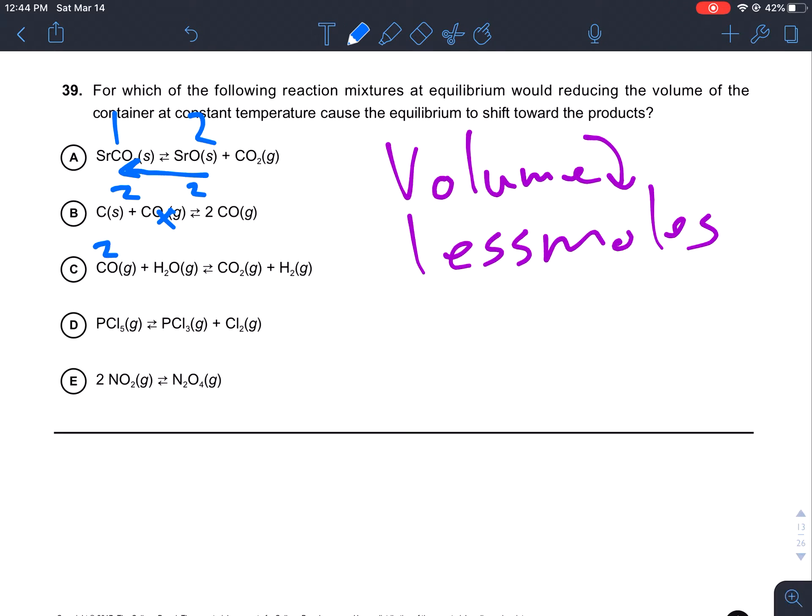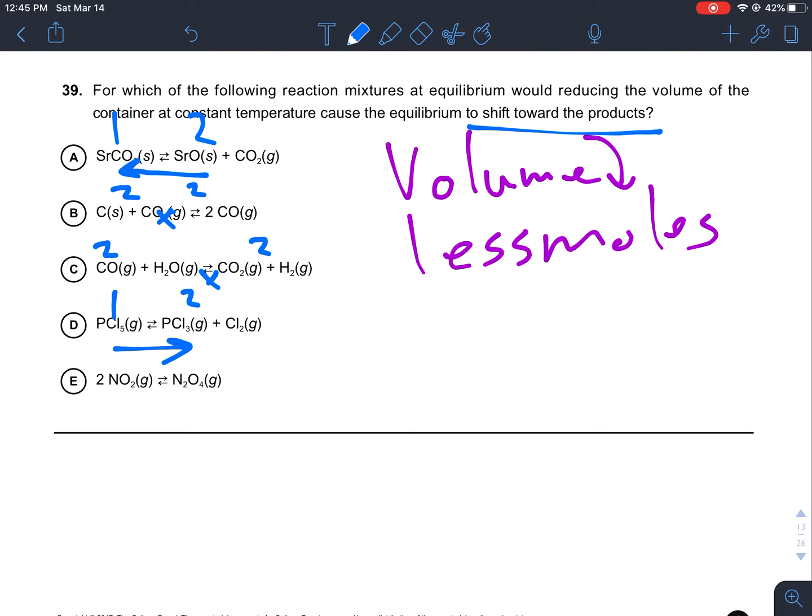This one has 2 moles on the left side, 2 moles on the right side. So again, volume does nothing to this one. And how am I getting these? Sorry, I'm looking at the coefficients of each example. All right, the PCl5, there's 1 here and there's 2 here. This is moving that way. That's what we wanted. We wanted them to shift towards the product.